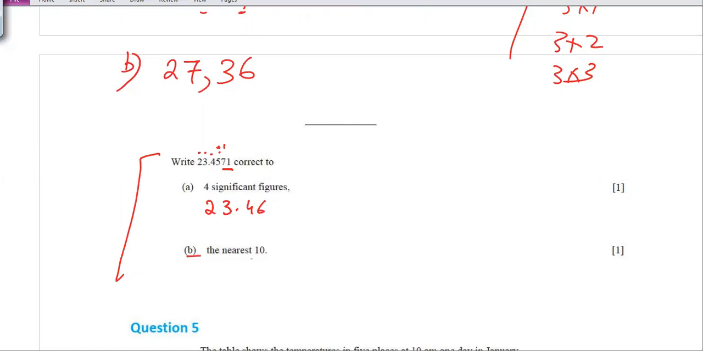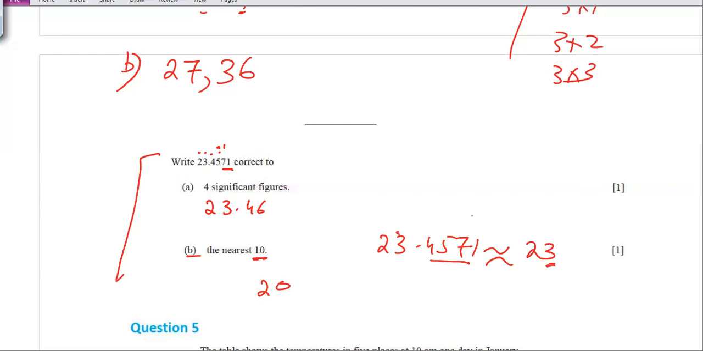Now part B is you have to write it to the nearest 10. For writing to the nearest 10, first I should round to a whole number, meaning I should end the decimal part. When I write 23.4571 as a whole number, I remove this decimal part. This digit is 4, so it will not have any effect. It will be 23. Now when you write 23 to the nearest 10, you will make the ending digit 0. So it will be 20.